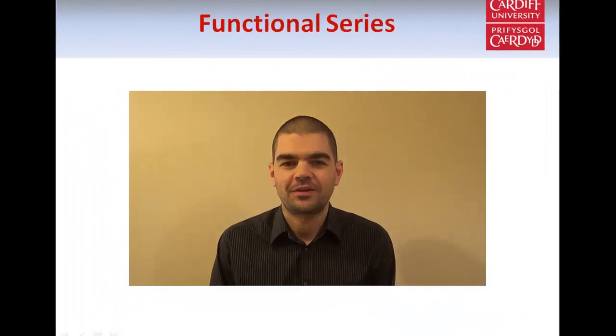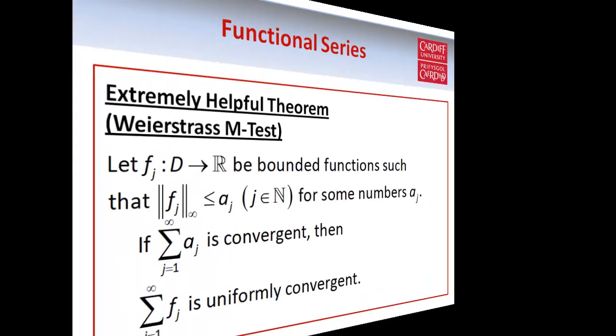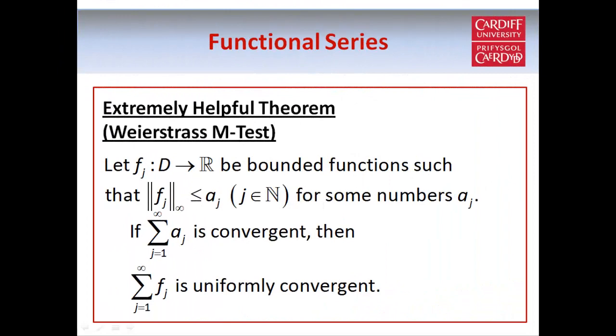Now it's all very well understanding what it means for a functional series to be convergent, but what we really want to know is, what are the most efficient ways of testing for convergence? And the next theorem we're going to look at is probably the most important theorem of all to know about when you're testing for convergence of a functional series. This theorem is called the Weierstrass M-test, and it works by making a comparison with a series of numbers.